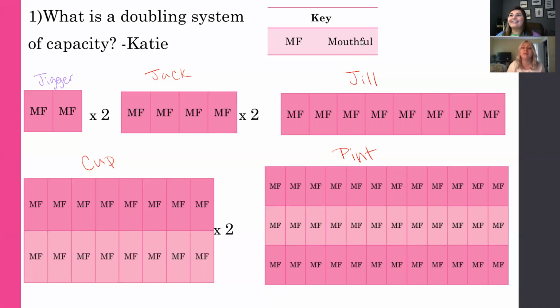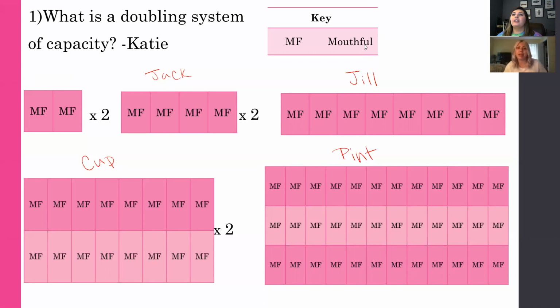Absolutely. You can see a mouthful equals 1, right? Yes. So 2 mouthfuls equals jiggers, and so on and so forth. I just think it's a great visualization. So we're basically saying 4 mouthfuls is a jack, and 8 mouthfuls is a Jill, and 16 mouthfuls is a cup. Yes. I think it's a great representation, and I love that you used that chart to explain what a mouthful is, because just saying MF has no representation at all.